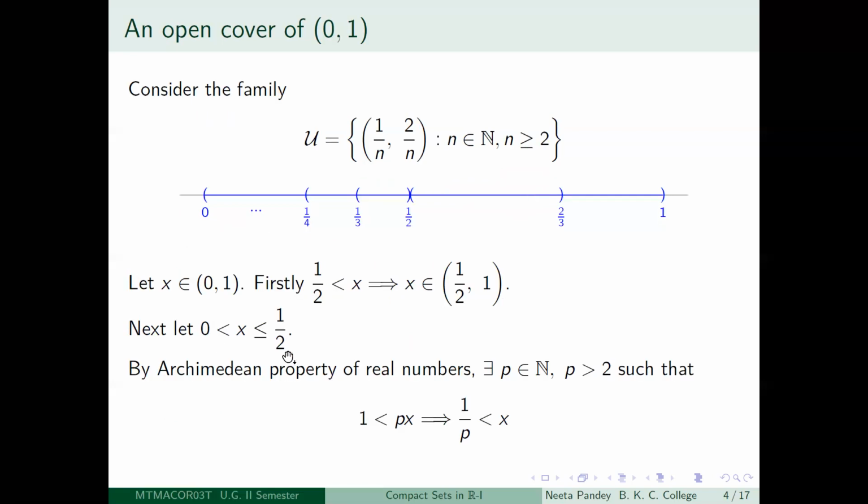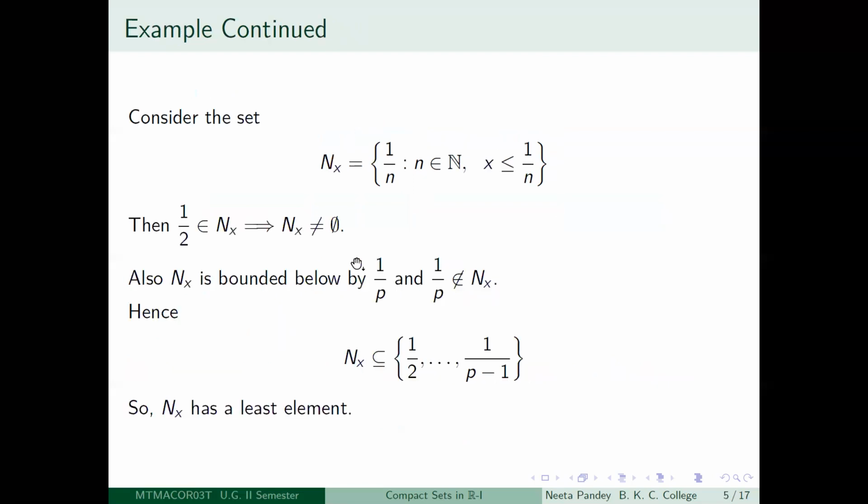I know that x is less than or equal to half. So therefore, there is at least one number of the type 1/m which is greater than or equal to x. So I am looking at all numbers of the type 1/n which are greater than or equal to x. So this set is at least non-empty, because half belongs to this.